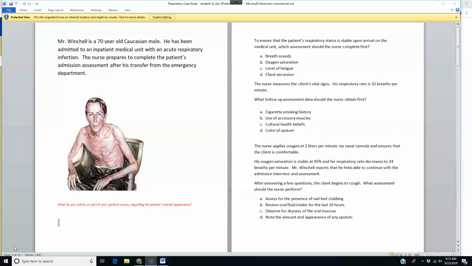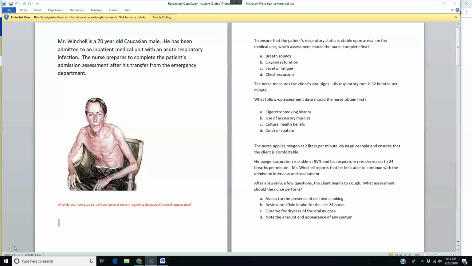This is Mr. Winchell. He's a 70-year-old Caucasian male. He's been admitted to the inpatient medical unit with acute respiratory infection. The nurse prepares to complete the patient's admission assessment after his transfer from the emergency department. And his chronic diagnosis of emphysema or obstructive lung disease is quite obvious as we look at this patient sitting here in the chair.